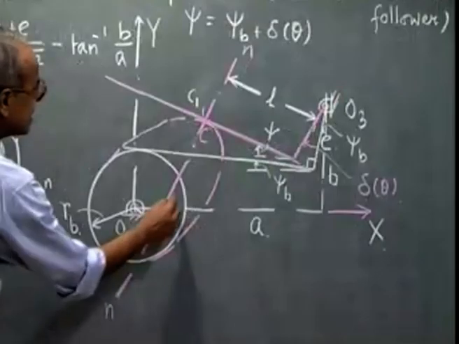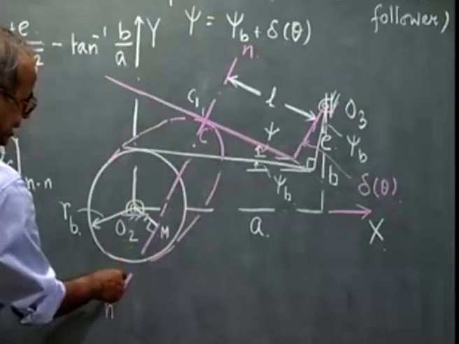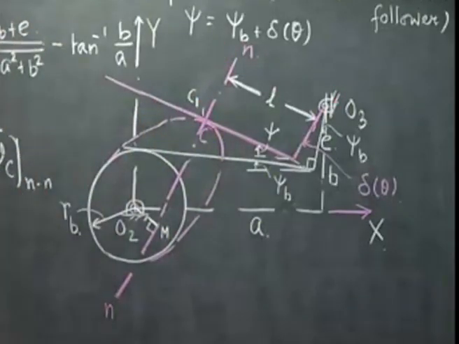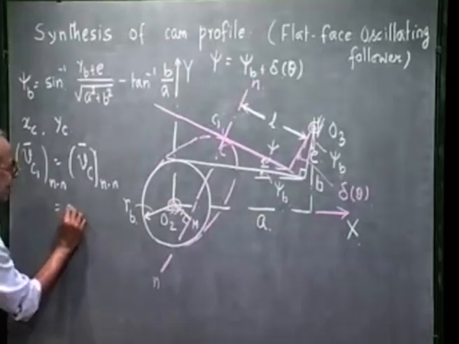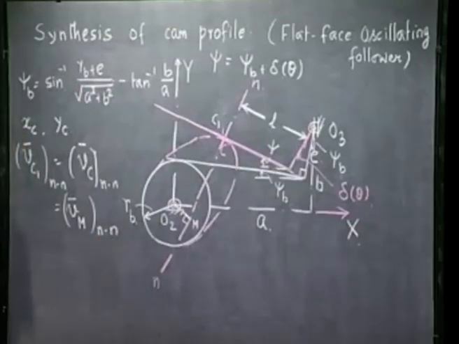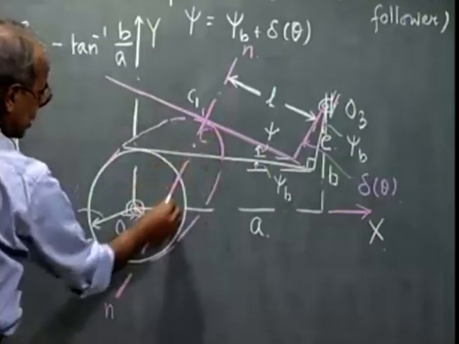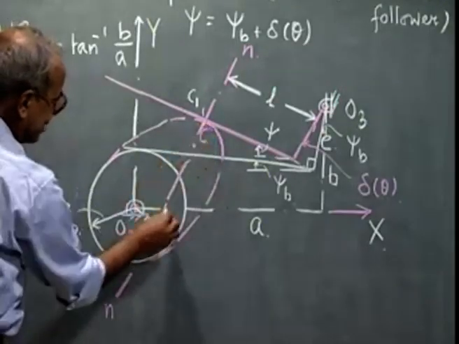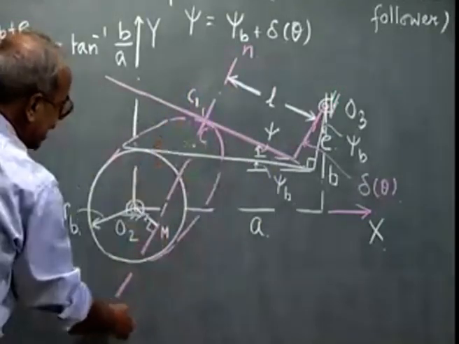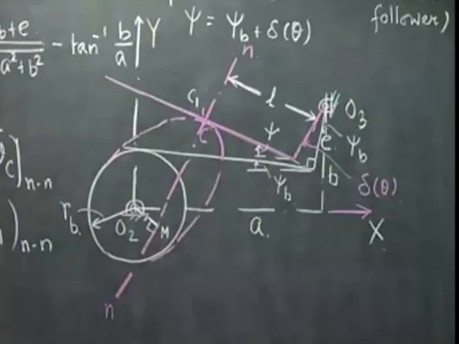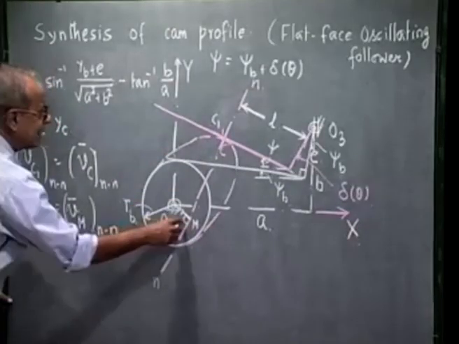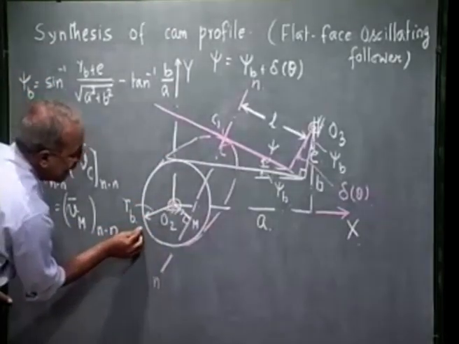Now, because M and C are two points on the cam, which is a rigid body, the velocity of C and M along the line CM, that is along NN, must be the same. So, the velocity of C along NN is nothing but the velocity of the point M in the NN direction. Because these are two points on the same rigid body, the distance CM does not change. That means their velocity along this direction must be the same. And the velocity of C and C1 along NN must be the same, otherwise the contact will be lost. Now, the velocity of the point M along NN is nothing but O2M into the angular velocity of the cam.